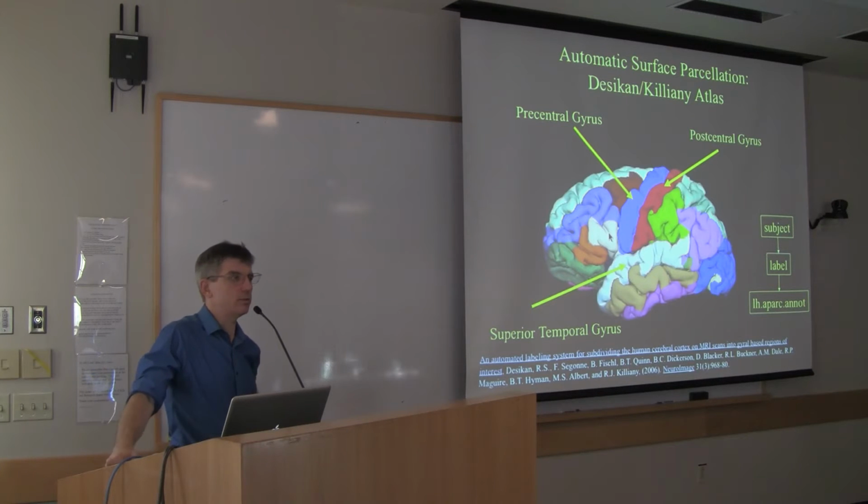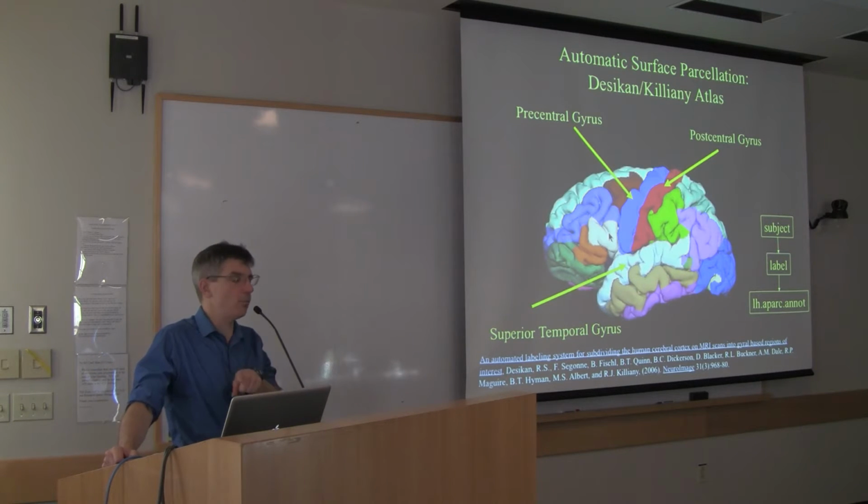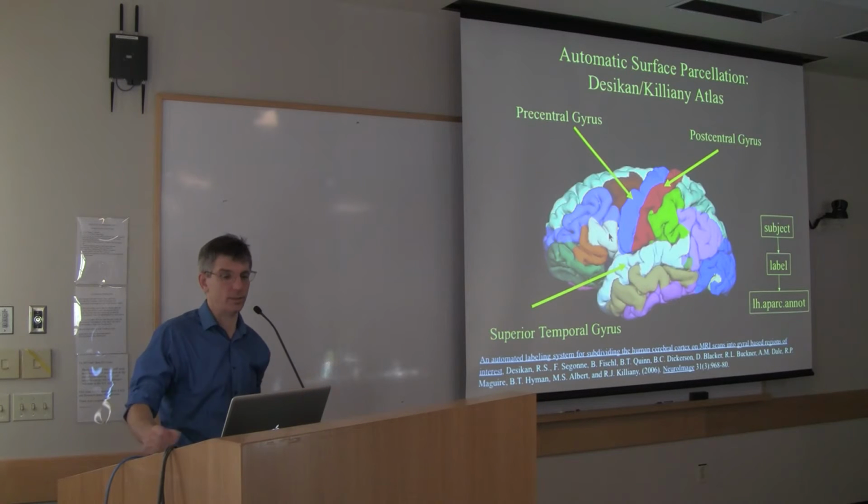The way this works, as I described yesterday, is that when you're running recon-all, it will register your individual subject's hemisphere to fsaverage. We have one of these maps on fsaverage, and we map that back into the individual subject space, and then the boundaries get adjusted. That's the labeling process for the surface-based methodology.